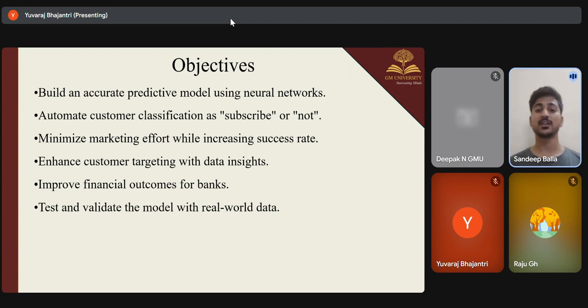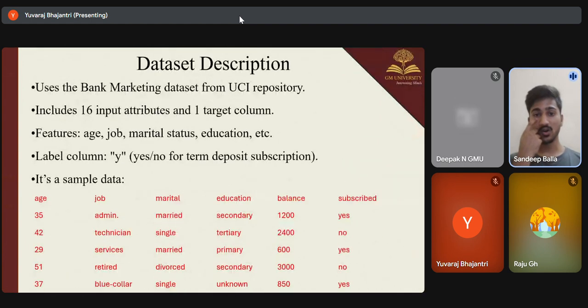Enhance customer targeting with data insights. Use data to better identify potential customers. Improving financial outcomes for banks. Helps banks make more profit. Test, validate, and evaluate the model with real-world data. Check the model's accuracy using actual data.